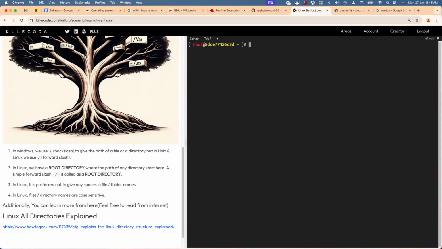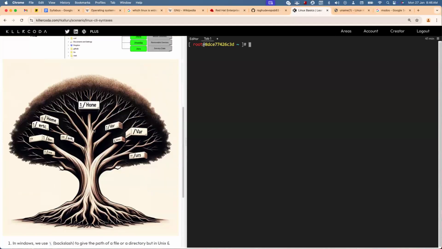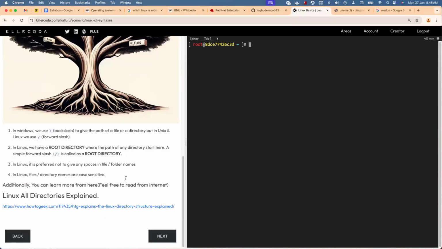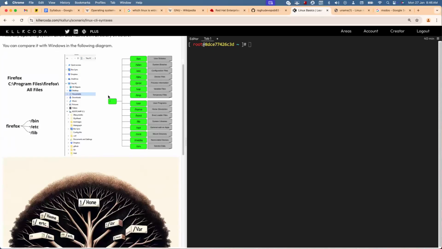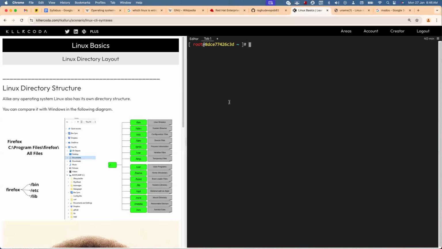Okay, so these are the things as an introduction to Linux and how it looks. Actual commands will start from tomorrow. And that's all from my side for today.